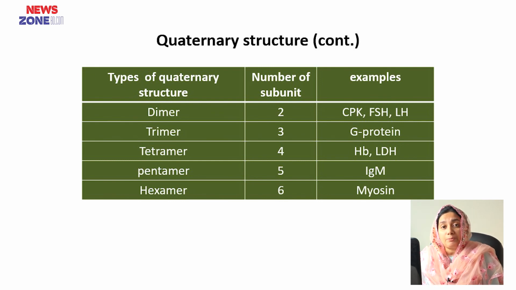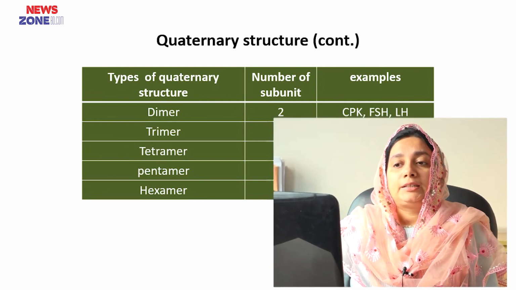Pentamer has 5 polypeptide chains, and immunoglobulin is the example. Immunoglobulin M actually is a good example of a pentamer, and hexamer has 6 polypeptide chains. So, that is all for today.